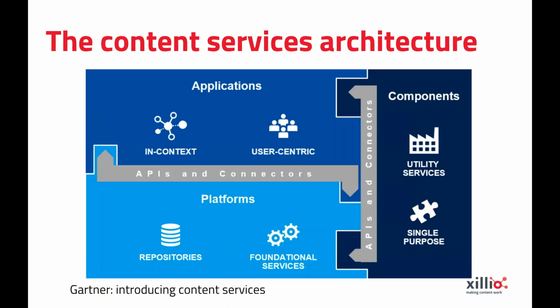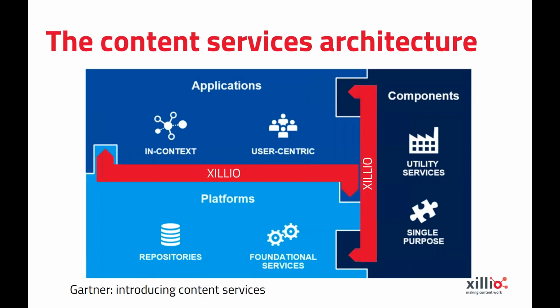Where we as Xillio are is exactly in these interconnections. So we provide connectors to all the main platforms. We provide an API to build your own in-context app on. And with that API, you can talk to all the platforms that are out there through our connectors. And we also make it possible to incorporate other microservices. Say you want image classification, or you want to create a PDF/A, or you want something simple like OCR. That is something you can incorporate in the process, but it must be there as a component somewhere, of course.